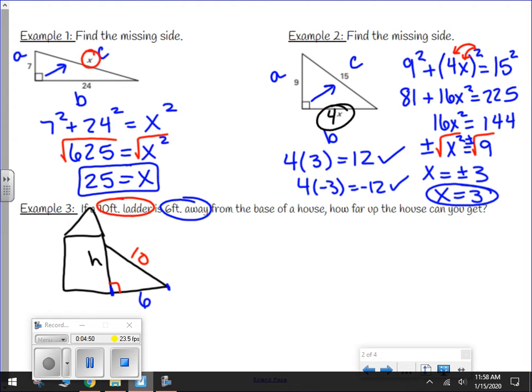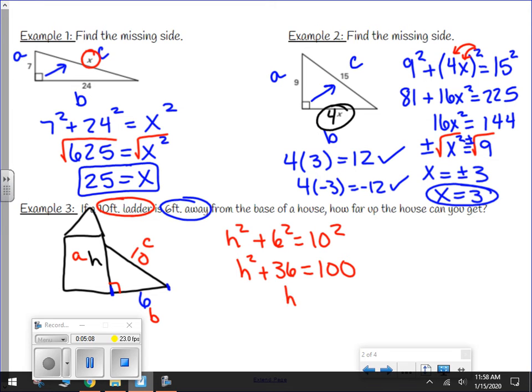So this is my A, B, and C. I set up Pythagorean theorem since I have a right triangle. 36 to the other side. And I square root both sides. Again, this is going to be positive because I'm talking about height. So I get 8. And it's 8 feet. This is a word problem. Make sure you put your units on it or else you'll lose half of a point.